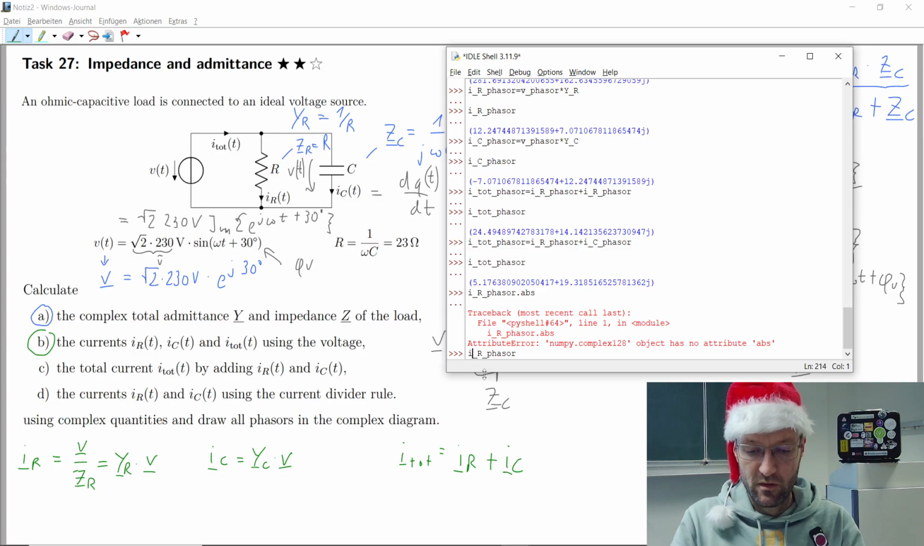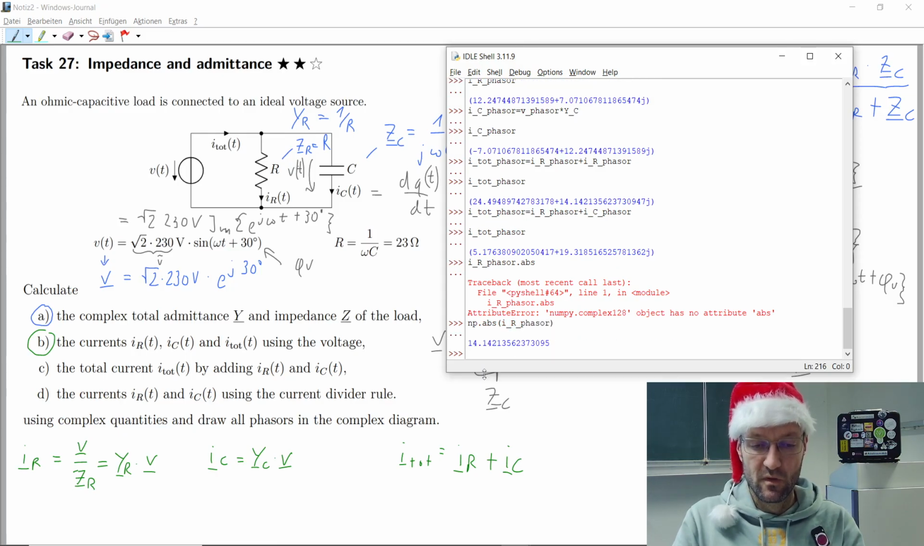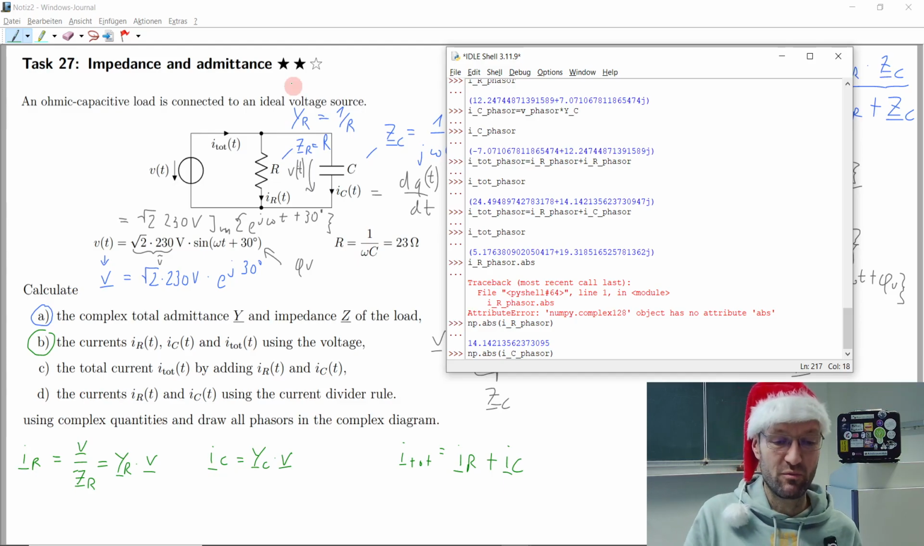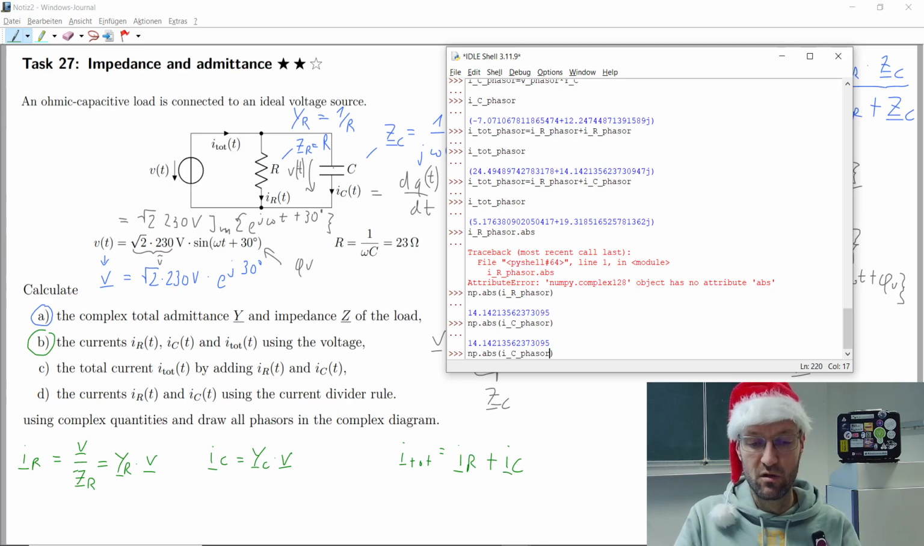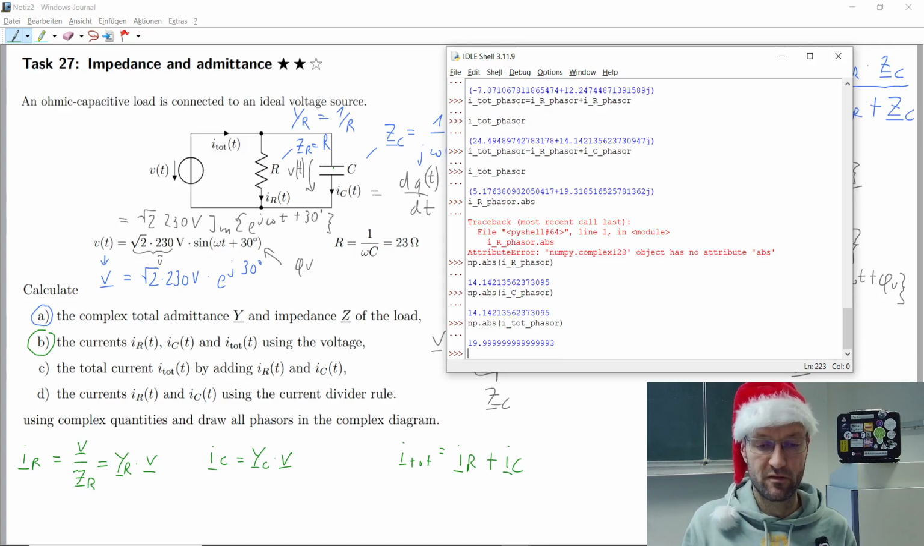So np.abs of the I phasor. So there I get the magnitude. I can also do this for the other phasor. What should I get? What did we discuss before? The impedance here and the impedance here from the magnitude, it's the same. So there should be also the same current magnitude, and this fits. And the total current is then the sum of the two and is larger.